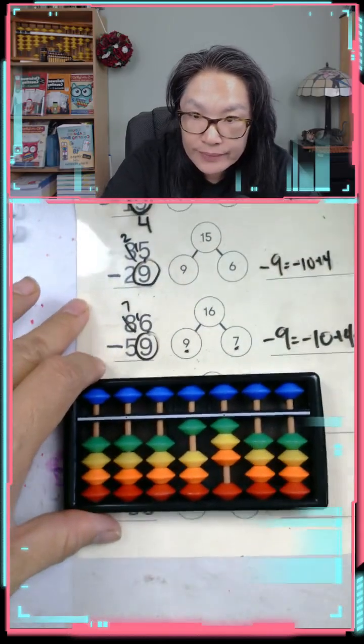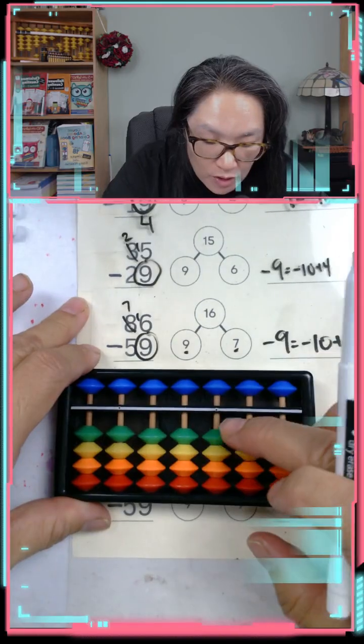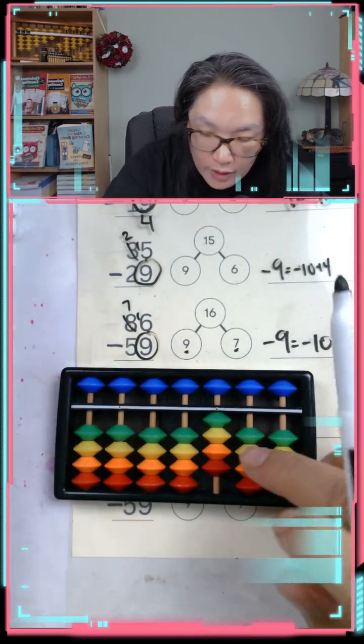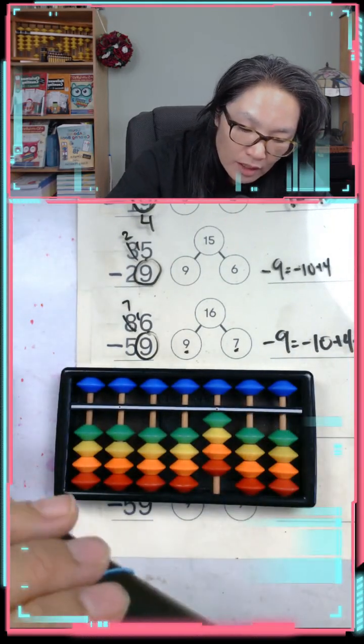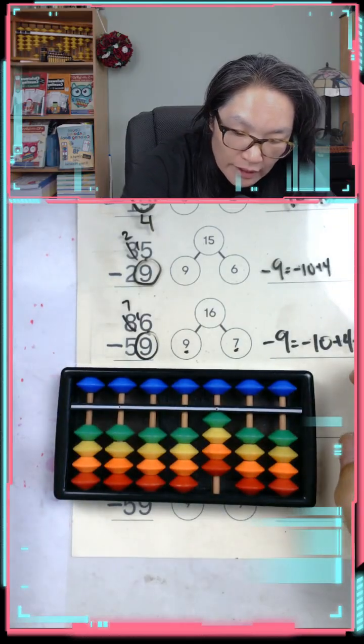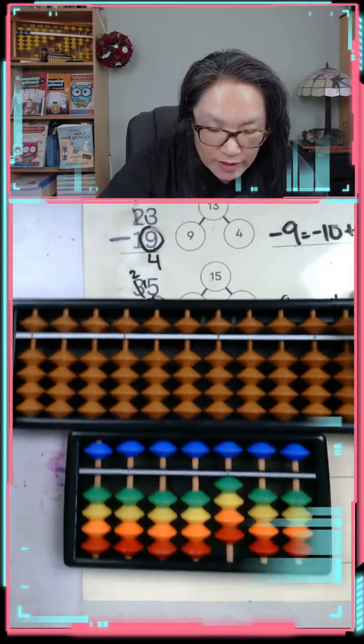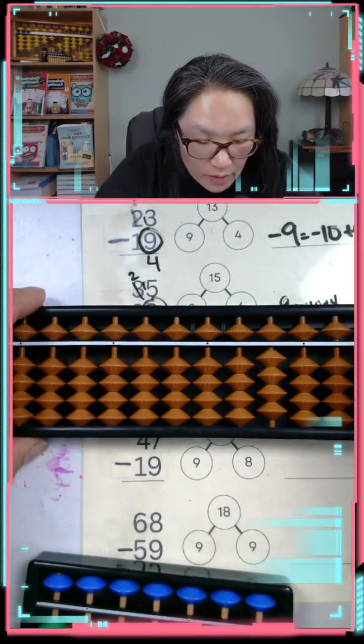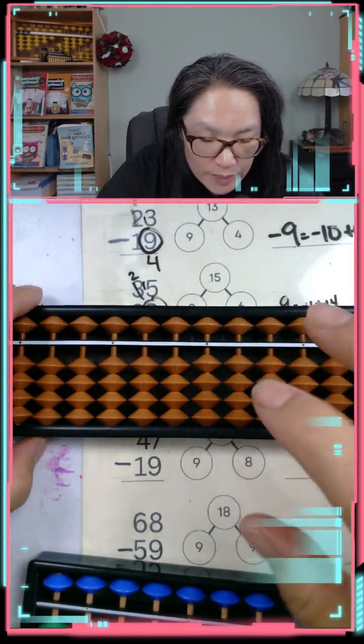Okay, so let's do a little review. We have 1, 2, 3, 4. If the colors are confusing, we could start off with the single color one. It doesn't matter what the colors are, right? It matters where the positioning of the beads are.